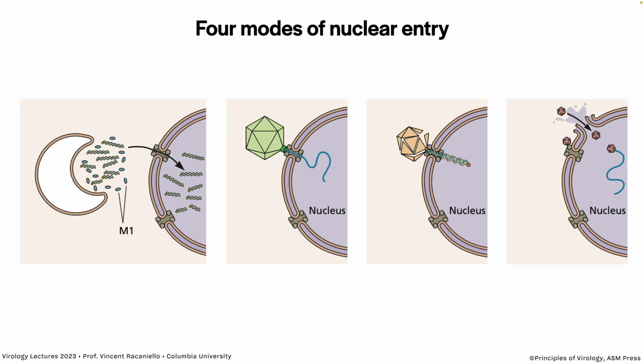Adenovirus is in the third panel, where I've shown you it gets disassembled on the pore, and then the DNA goes through it. And then the last example is a small virus, the parvoviruses, which actually could fit through the pore, but they don't. They bind to the pore and they cause disruption in the nuclear membrane and then get in that way. So these are just 4 different ways that viruses can get into cells.